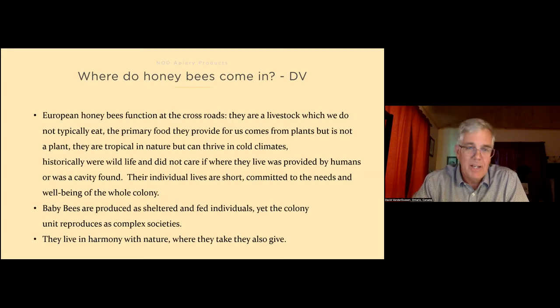So where do honeybees come in? Honeybees function at the crossroads. They're a livestock. A lot of people don't think of honeybees as livestock, but they're a managed livestock. We have breeding programs. We look for certain characteristics. The genome's been mapped. And it's very similar to a lot of other livestock. They're just very tiny.